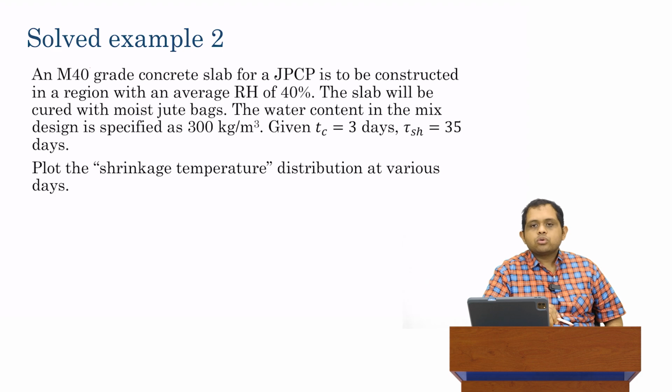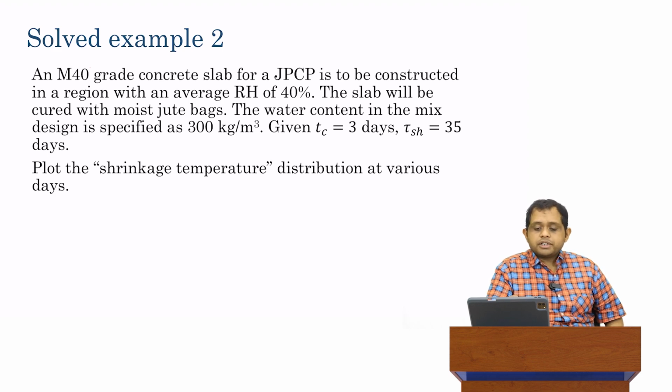Example 2, I'm going to go through quickly because it's just applications of formulas. There's not really too much insight to be gained, but we should know how to apply the formulas. Example 2 is going to be based on shrinkage. In particular, we are going to use the Bazant and Baweja B3 model. Okay, so the question is as follows.